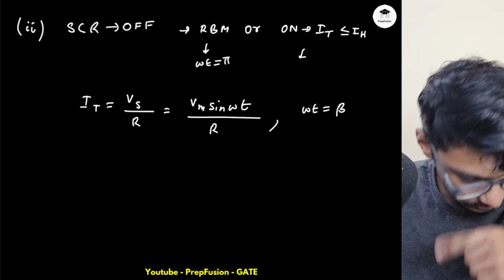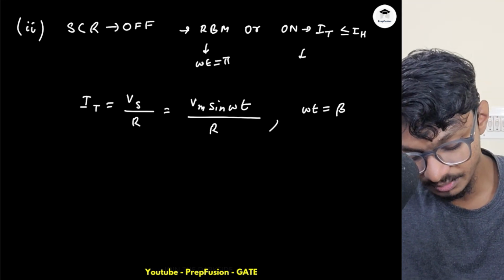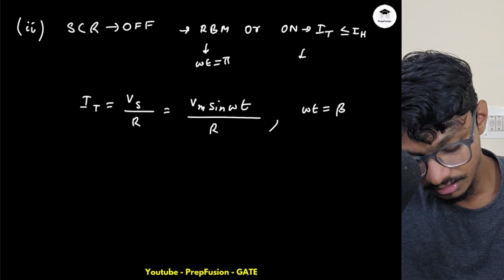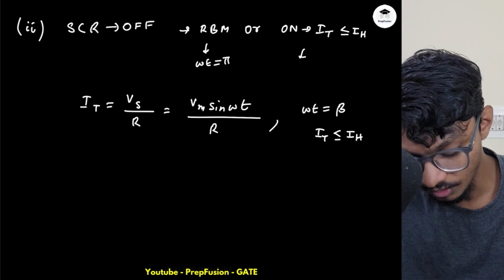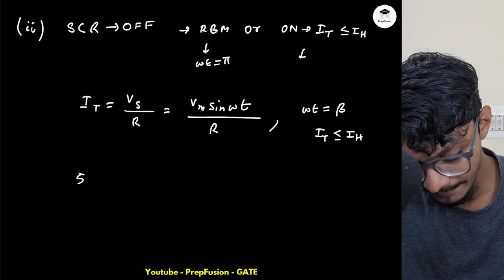That we will learn later on, don't worry. So I will name this as beta. At beta, my current IT is less than or equal to IH, the holding current. So what is the holding current? Holding current was 5 milli, right? 5 milli. And what is R?